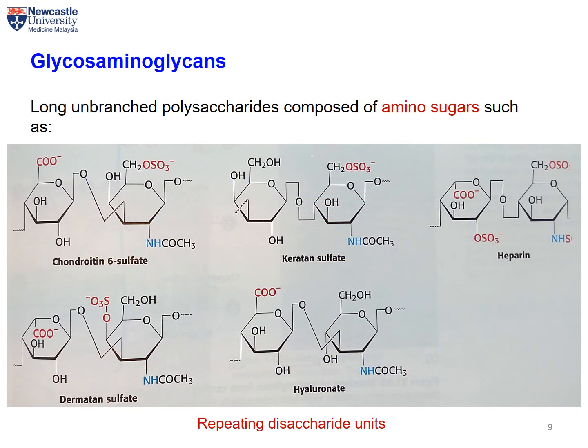On the other hand, glycosaminoglycans are another type of polysaccharides that are composed of amino sugars such as chondroitin sulfate, keratan sulfate, heparin, dermatan sulfate, and hyaluronate. As you can see, all these sugars, they are composed of repeating disaccharide units of negative charges. But in this session, we will just focus on these two sugars, which are heparin and hyaluronate.